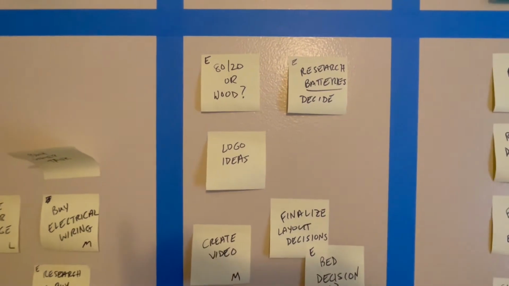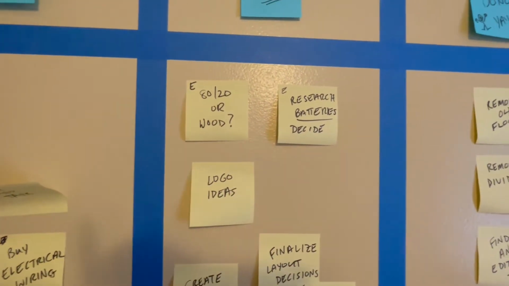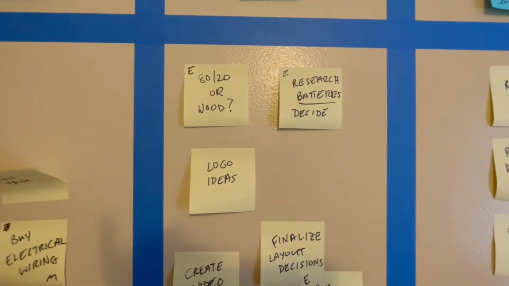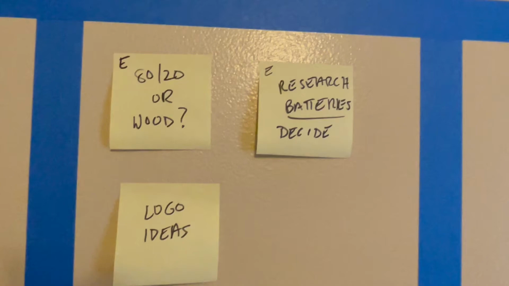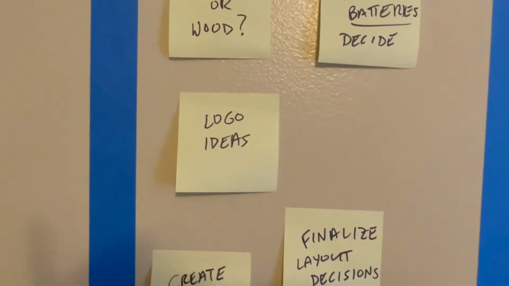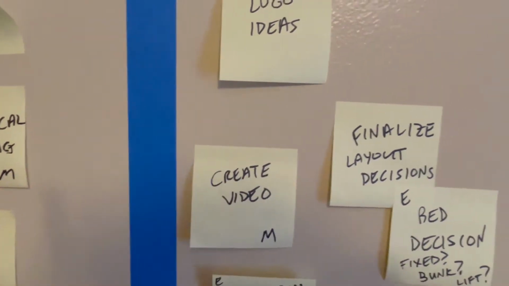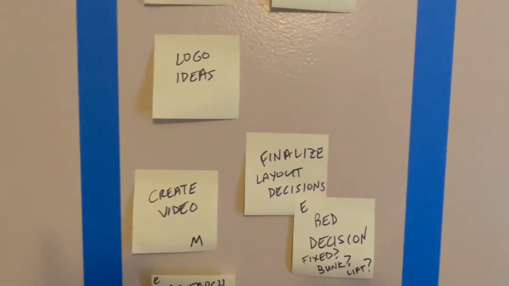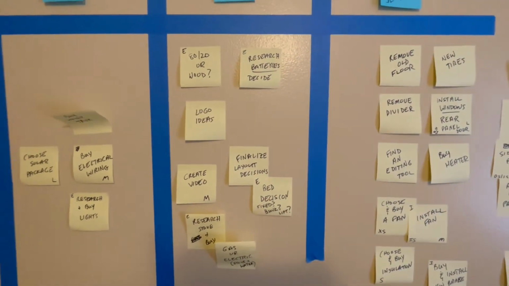Things that I'm currently working on now, I'm trying to decide if I'll be using 80/20 extruded aluminum or wood for some of the framing. I'm taking a close look at batteries and deciding which ones I want to buy. Logos, I'm working on that. I always have a create-a-video card that stays here because every 2 weeks I'm typically creating a video on that subject.